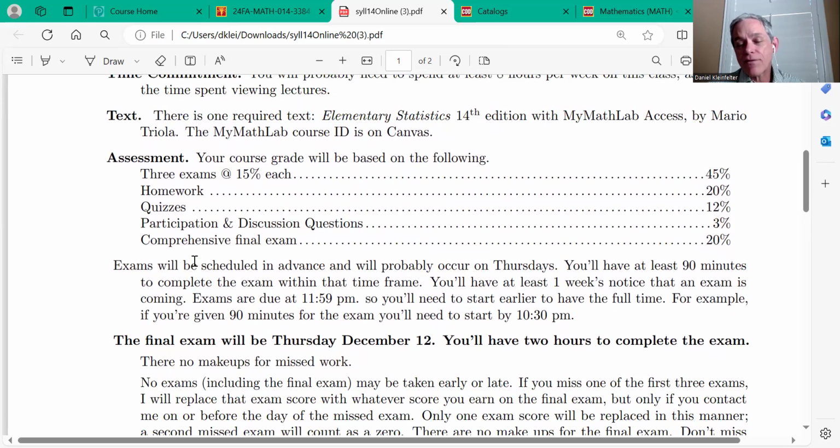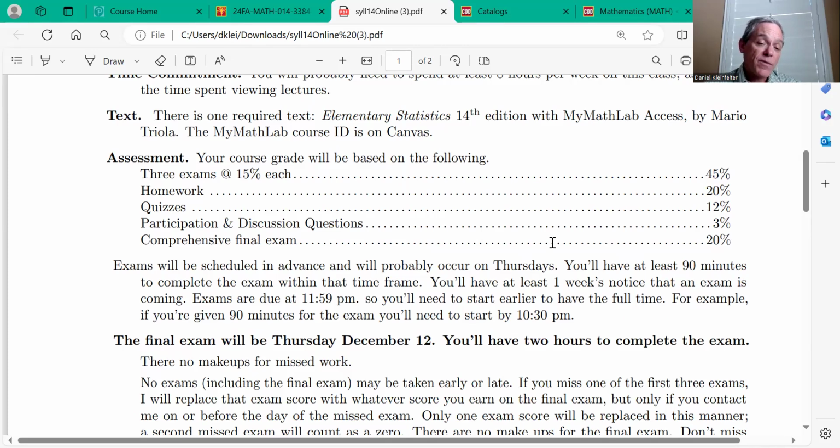Grading for our course, we'll have 3 exams worth 15% of your grade each. We'll be covering approximately 9 chapters in the book, and so we'll have basically 3 chapters per test, approximately. 45% of your grade there in tests. Homework done on MyMathLab, 20% of your grade. We'll have quizzes worth 12% of your grade, more on that in a little bit. Participation and discussion questions, usually that's pretty easy to earn, and that's 3% of your grade. And then finally, a final, 20% of your grade at the very end of the semester.